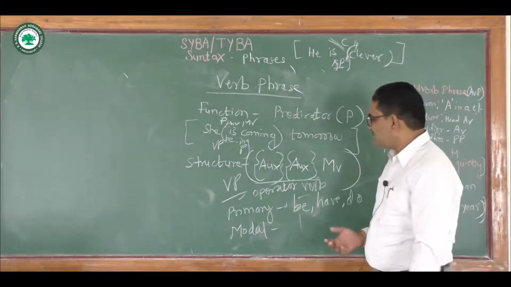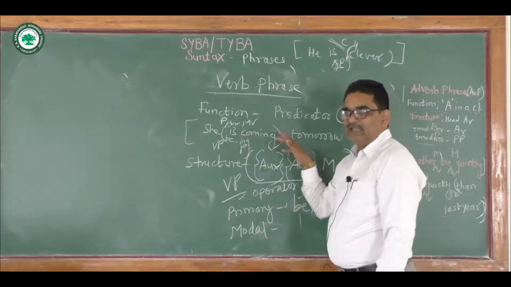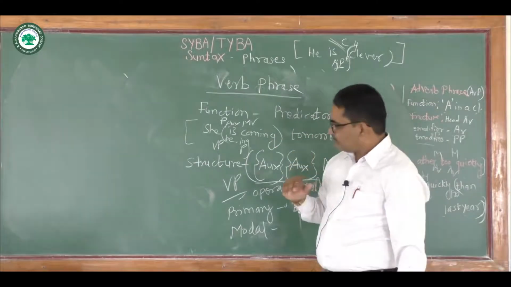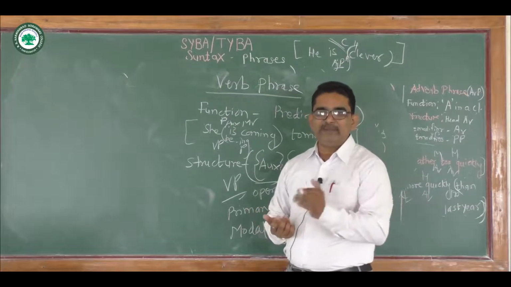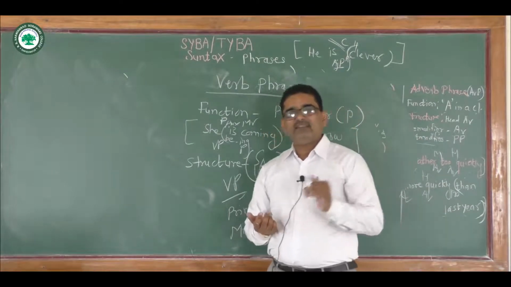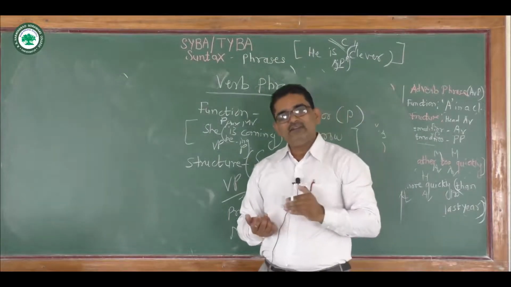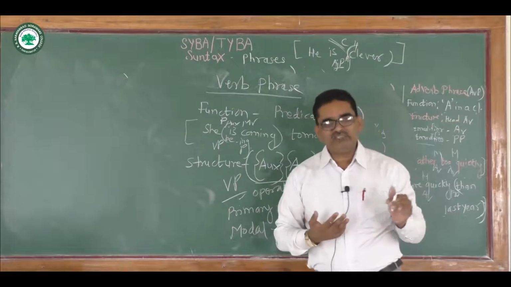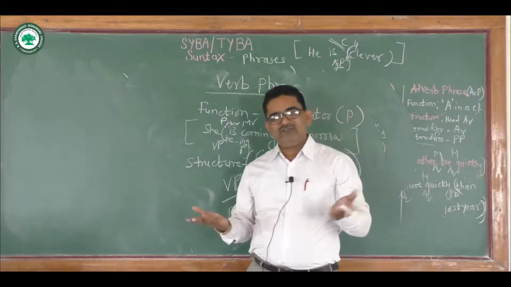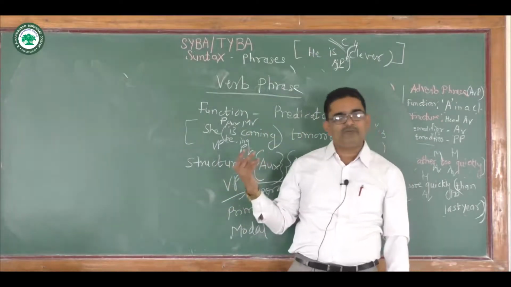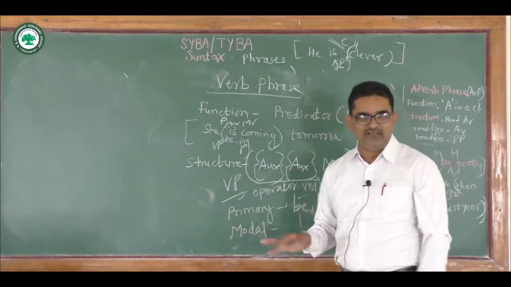So with these different examples: he is coming, I have been to Simla, she has been, she is coming, he is eating, he must be there. Must be, what is it? It is again modal, that means it is a verb phrase. So in this manner we can give different examples of verb phrases, just to make you aware of the structure of a verb phrase.